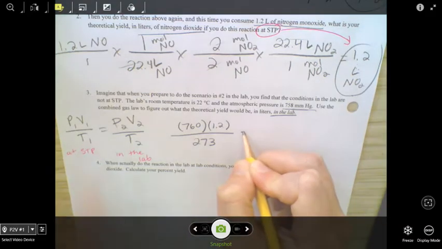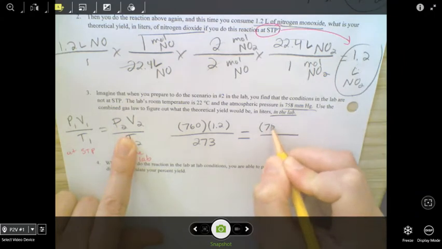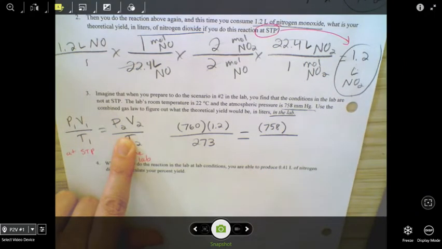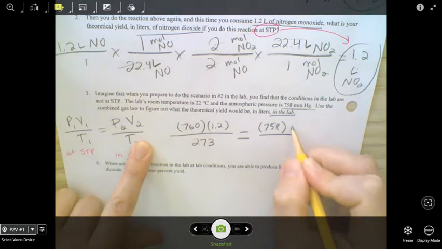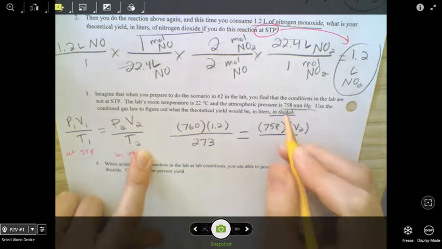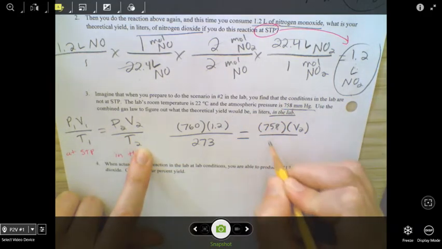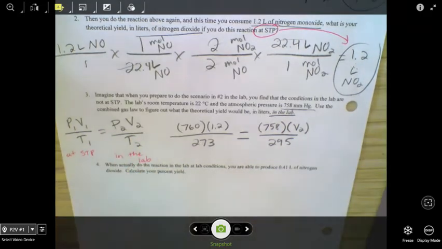So that's at STP. Now let's do in the lab. In the lab, the pressure is a little lower. It's 758. The volume we don't know. We don't know what volume we should be expecting. The temperature in the lab, what's 273 plus 22? 295. There you go. So go ahead and solve for V2.